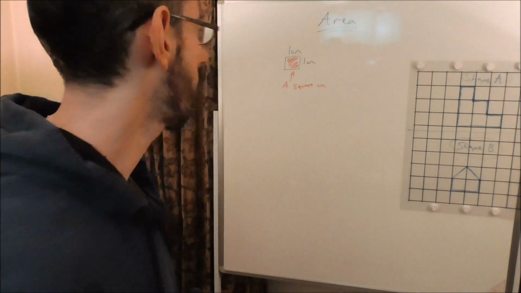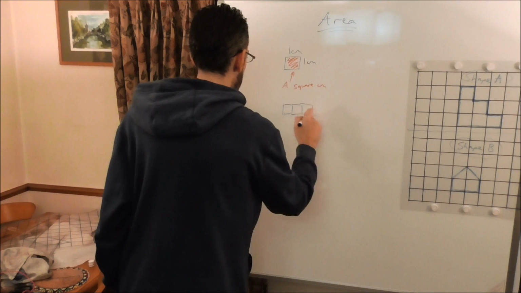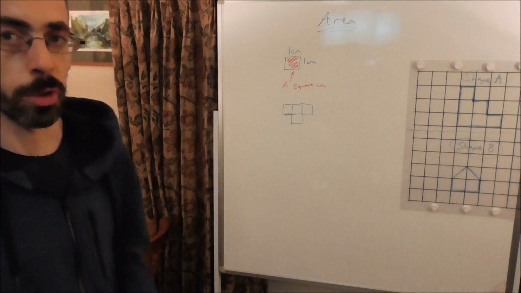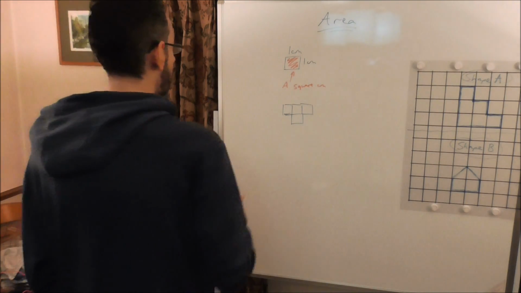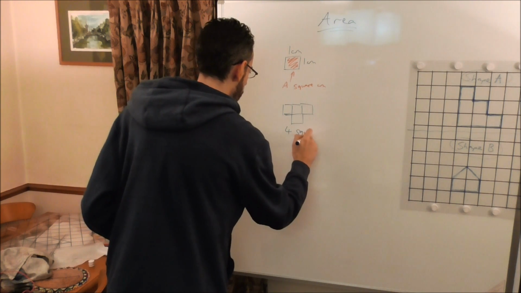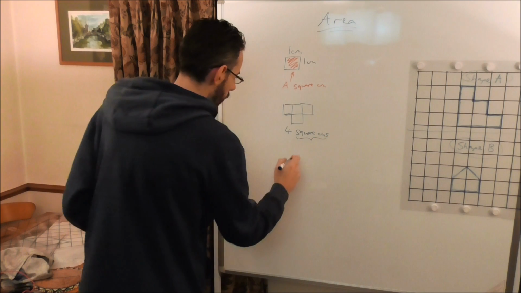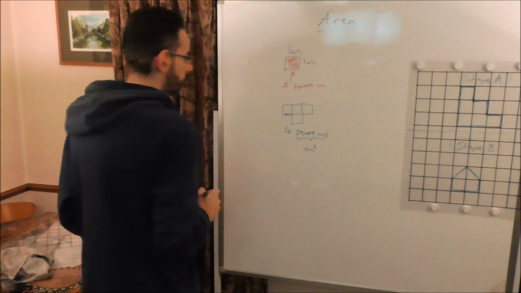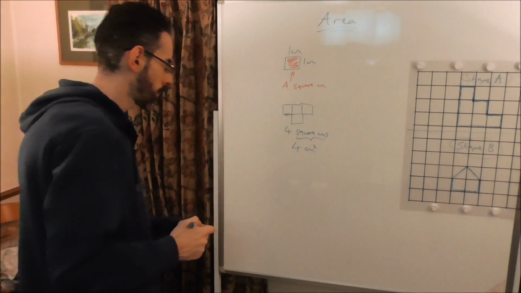So let's say you had a shape made out of these squares. Just a very rough sketch. Let's say you had a shape like that, made out of square centimetres. So what would you say the area was? Well, you just count the squares. So there are 4 of them. So we say the area is 4 square centimetres. And the symbol we use for square centimetres is the centimetre symbol, like that, but with a little 2. So we'd write the area like this, 4 square centimetres.